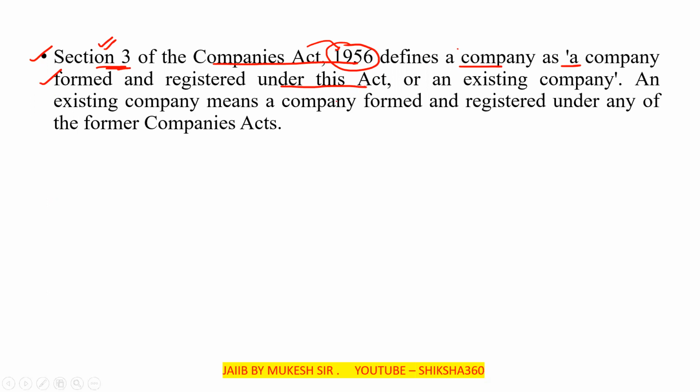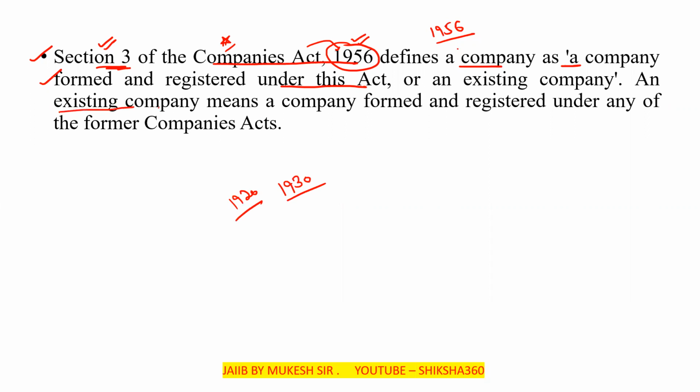Basically, this Act covers whether the company is formed and registered under this Act, or the company is already existing. Already existing means that this Act was enacted in the year 1956, and there are also some companies that were registered in 1913, 1920, or even before that, under the previous Companies Acts. So an existing company.